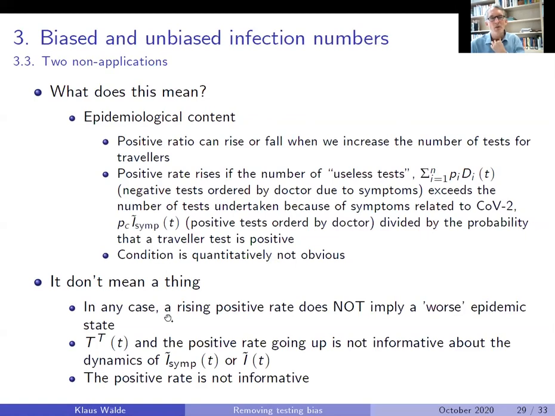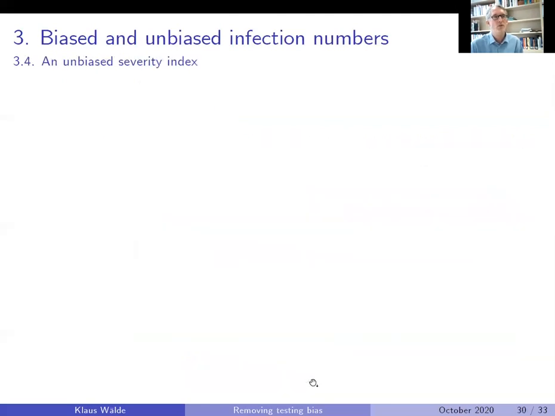So whether the positive rate rises or not, it doesn't give us information about the true epidemic state. Honestly, believe me, I'm not trying to tell stories, but this is not a result I like. But we need to look at what we understand and what numbers we look at and whether they mean anything. So the positive rate, to the best of this analysis, and there's a paper, everybody can look at the paper, the positive rate is not informative.